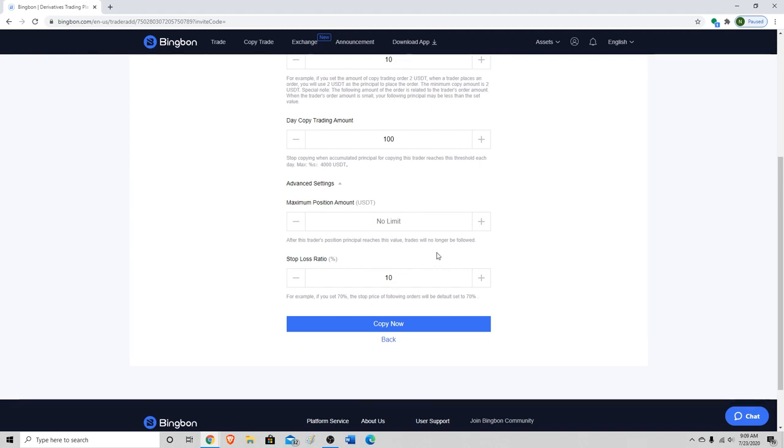Also, some traders might just let their position go to negative 60 or 70 and take the liquidation. Who knows? Okay. And then after this trader's principal reaches this value, trades will no longer be followed. So you can put a maximum position amount as well, where you won't follow any future trades.